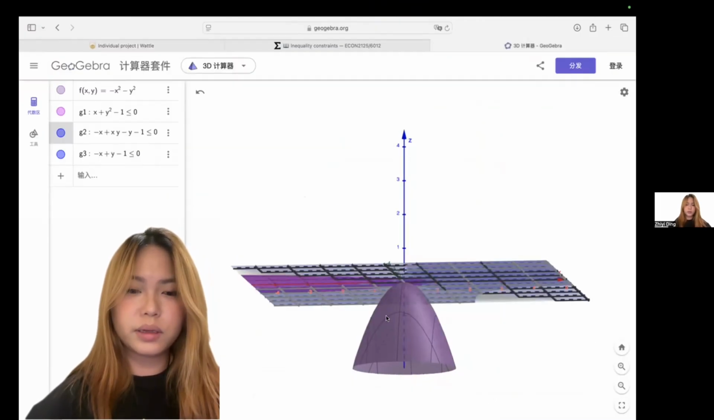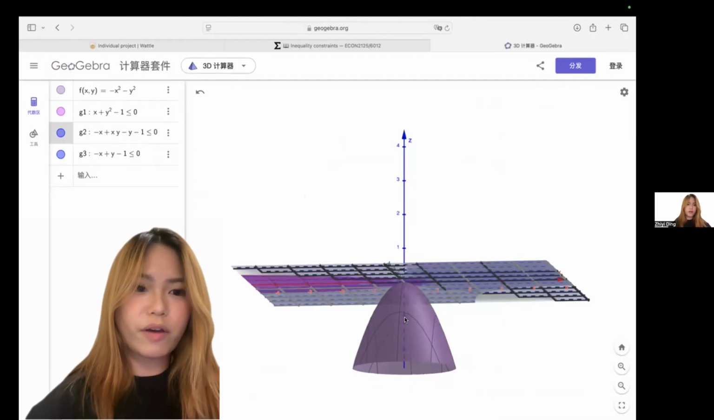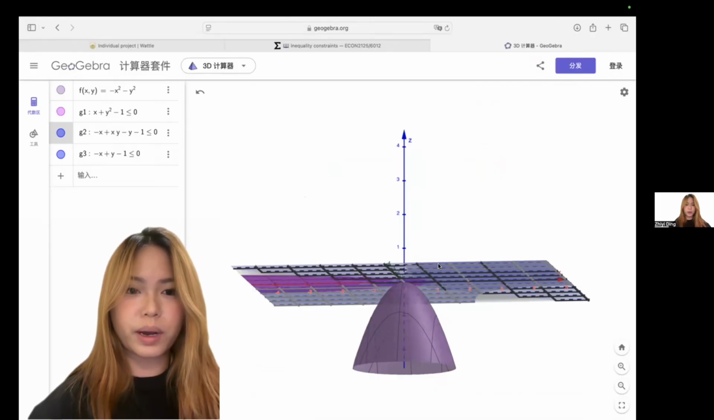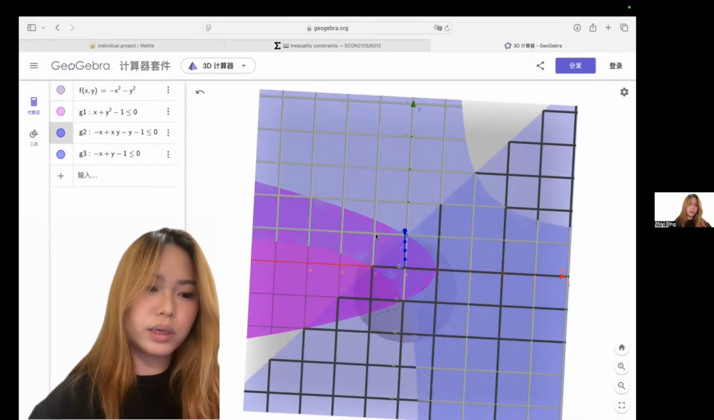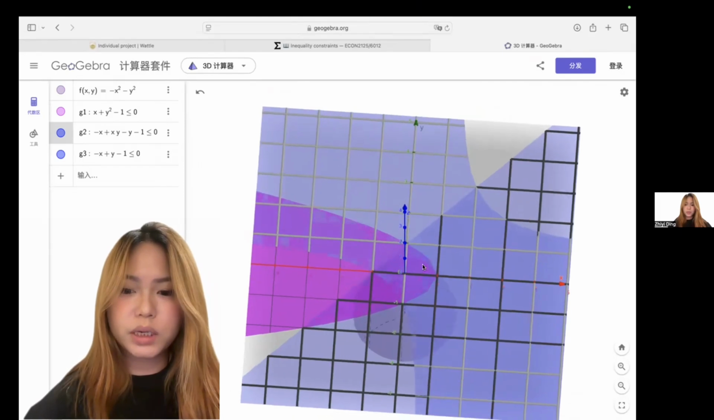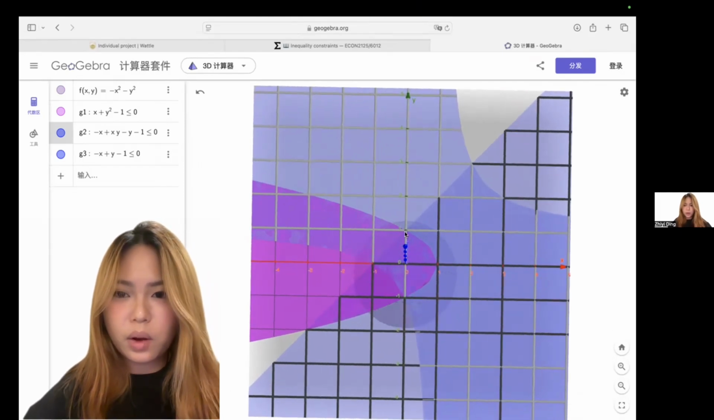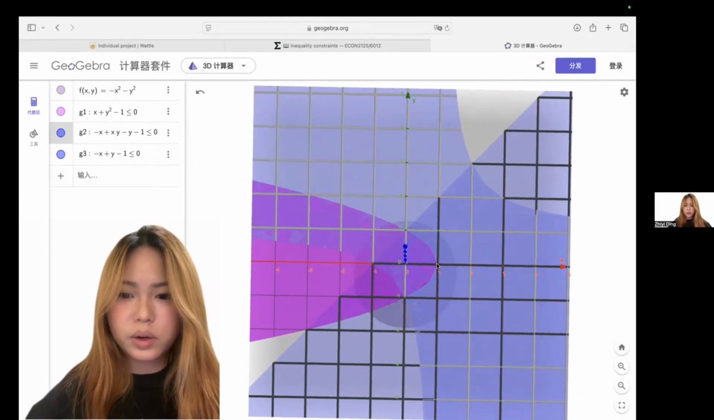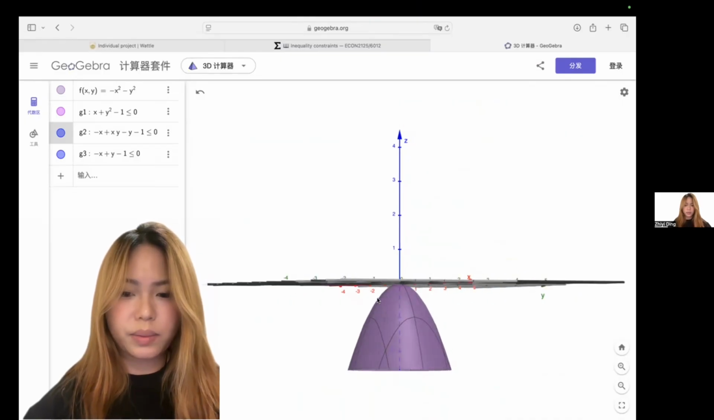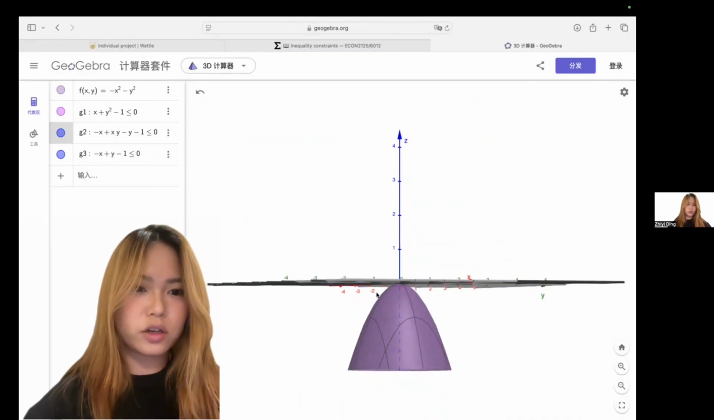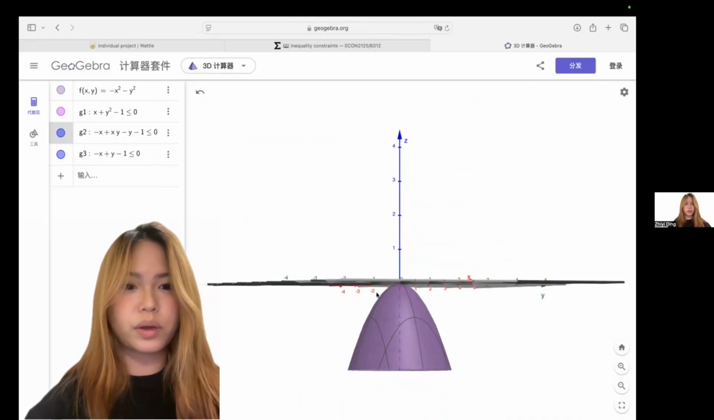The purple one is the function f(x,y) equal to minus x squared minus y squared, and this area is the constraints. From the picture, we can easily see that at the four points (1, 0), (0, 1), (-1, 0) and (0, -1), we can get the minimized value of the function f(x,y) equal to minus x squared minus y squared.